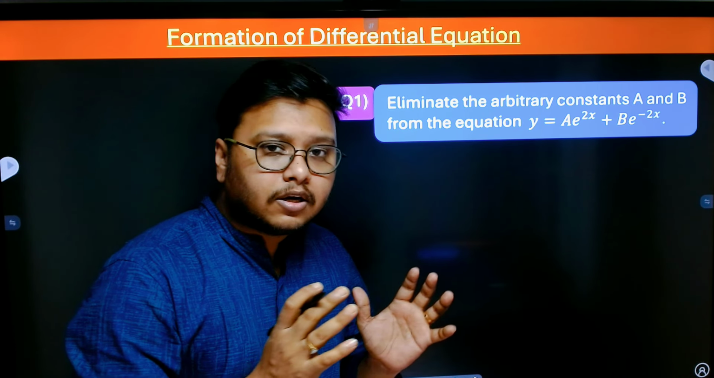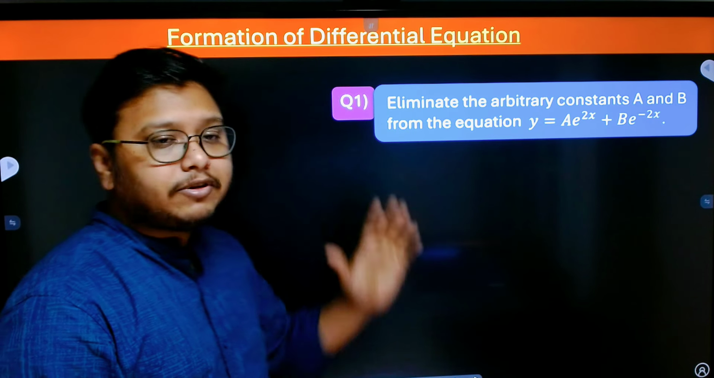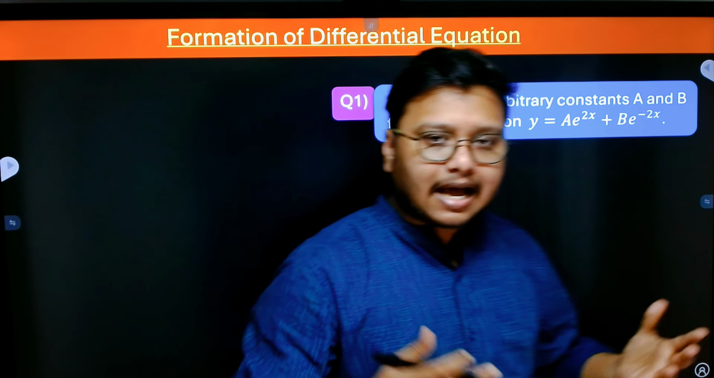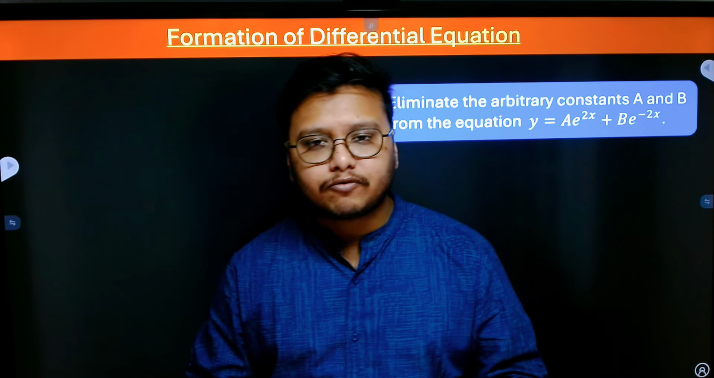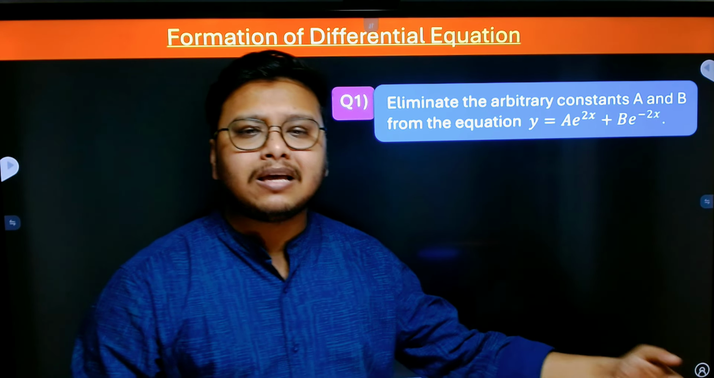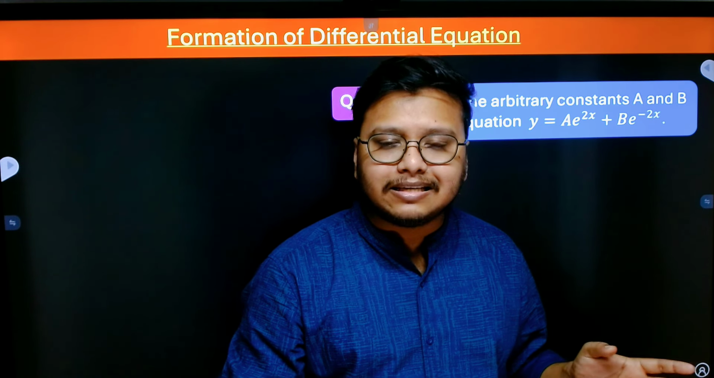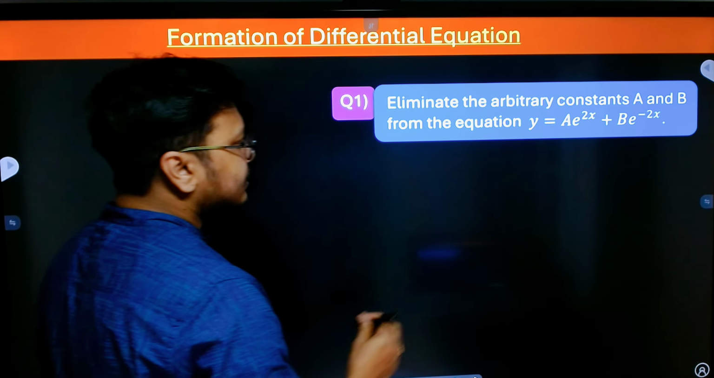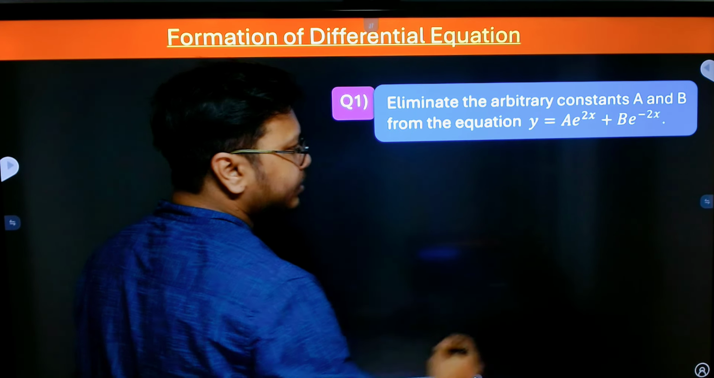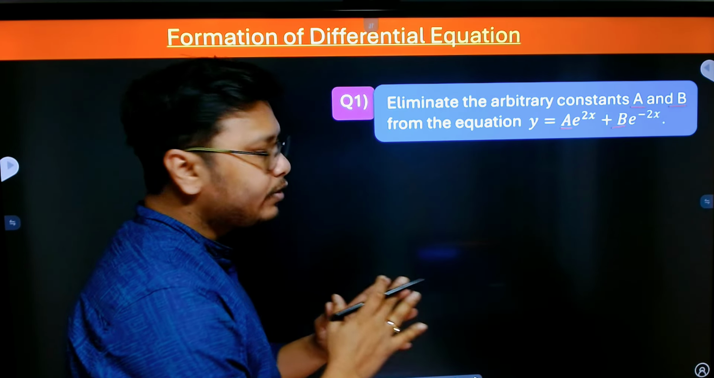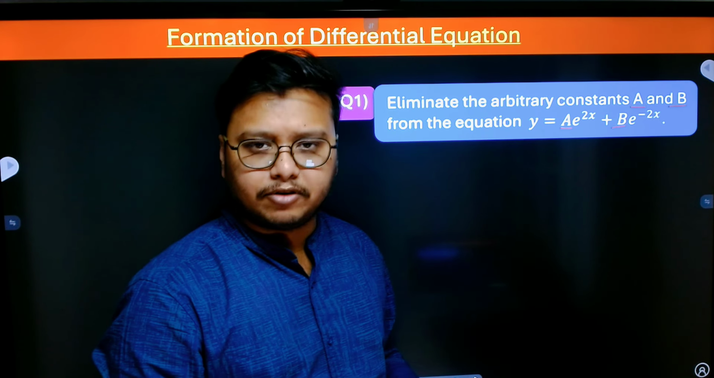We are going to focus on the formation of differential equations. That means some conditions will be given to us and we have to form a differential equation from there, either by utilizing the given condition or by removing some constants which are present in a given equation. In this first question we can see it says to eliminate the arbitrary constants a and b. So a and b are arbitrary constants, we need to get rid of them and create a differential equation.